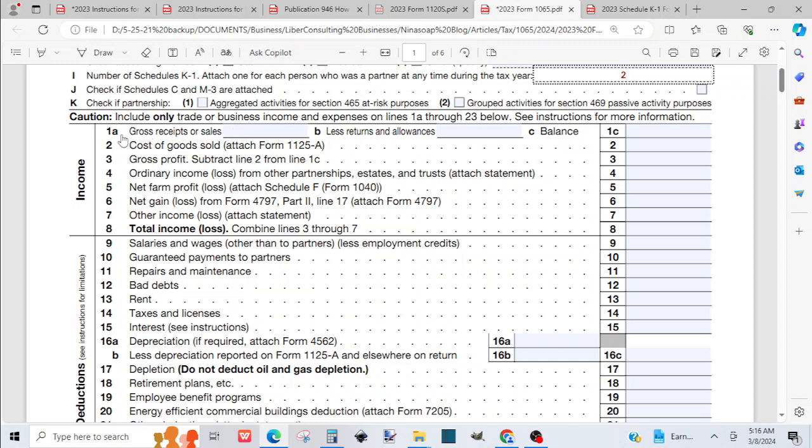So Form 1065, part 1, income. Line 1, gross receipts or sales, less returns and allowances, and then we'll have the balance, which will be the difference between A and B. So we are going to use inventory in this, since we chose a retailer that stipulates that we have physical products. Therefore, there is a chance we might have inventory.